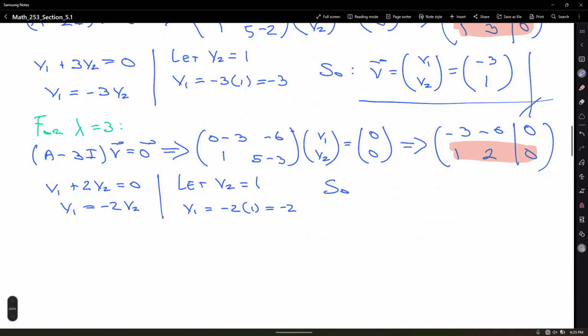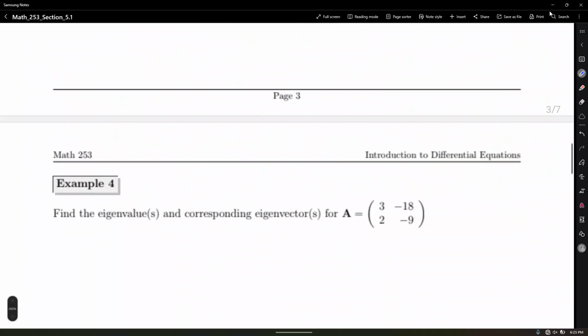So v, which is v1, v2, that is negative 2, comma 1. So this is the eigenvector corresponding to the eigenvalue of lambda equals 3. All right? Okay, guys, if you're wondering at this point, what the hell are these eigenvalues, eigenvectors? Okay, let's go to the last page of the handout, and then we go back to the next exercise.